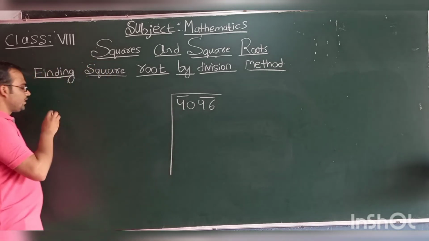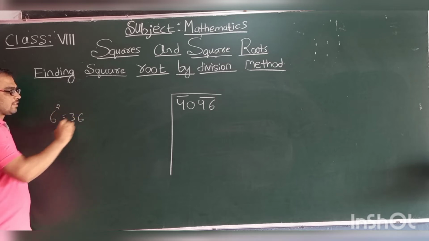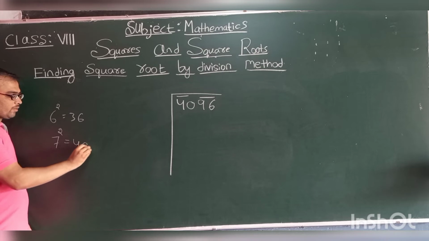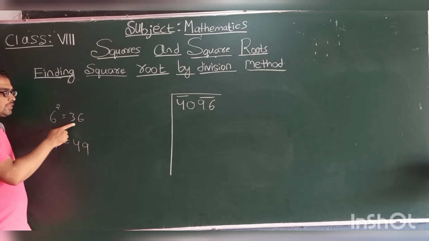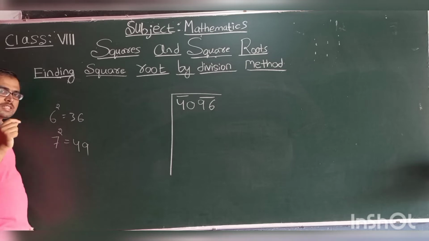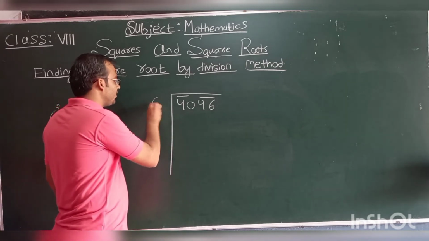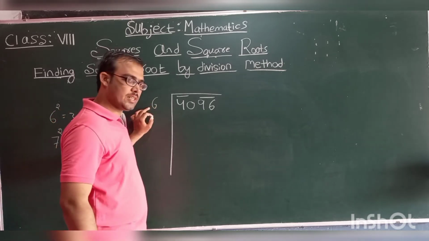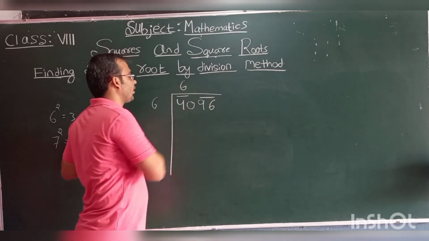Now we need to find the largest number whose square must be less than or equal to 40. Okay. So if I consider 6, then what is 6 square? 36. And if I consider 7, then what is 7 square? 49. Okay. So in these two numbers, which is the number less than 40? 36, no. So here we consider 6 as the largest number. Okay. So if I enter the digit as 6 in the divisor, then you need to take the same digit in the quotient also.